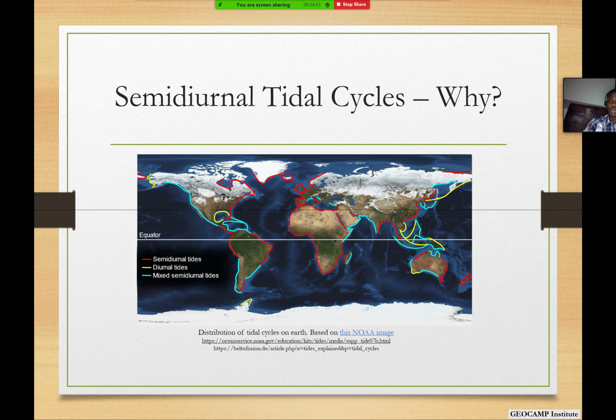So let's take a look at the semi-diurnal tidal cycles, like we mentioned earlier on. For the most part, you have dominance of semi-diurnal or mixed semi-diurnal tidal cycles in most parts of the world. That means in one day you have both high tides and low tides, but two of each of them in most locations. So the question here is, why is that so?